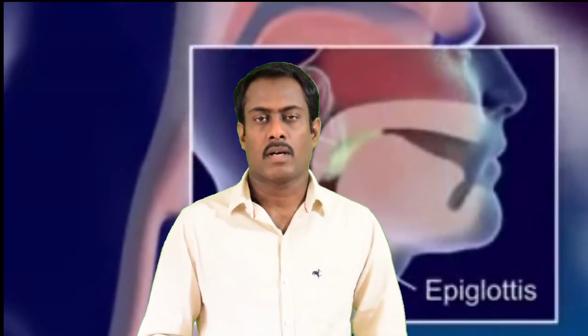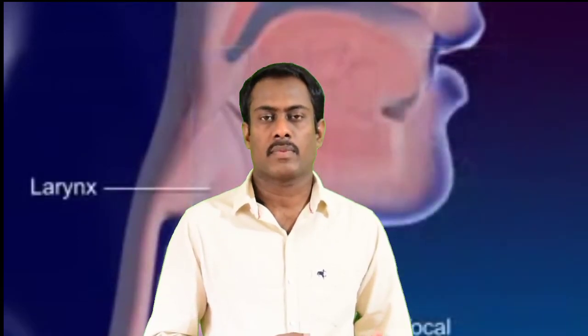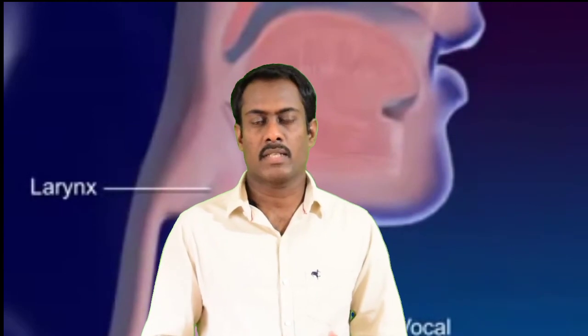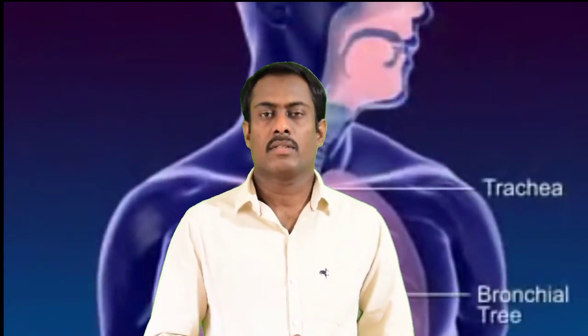Air continues on to the larynx. The epiglottis, a flap of tissue in front of the larynx, closes off the larynx when swallowing to prevent food from entering. The larynx or voice box contains the vocal folds. The trachea or windpipe connects the larynx to the bronchial tree. The cartilage rings of the trachea prevent the trachea from collapsing. Lungs are spongy tissue with alveoli and blood capillaries.